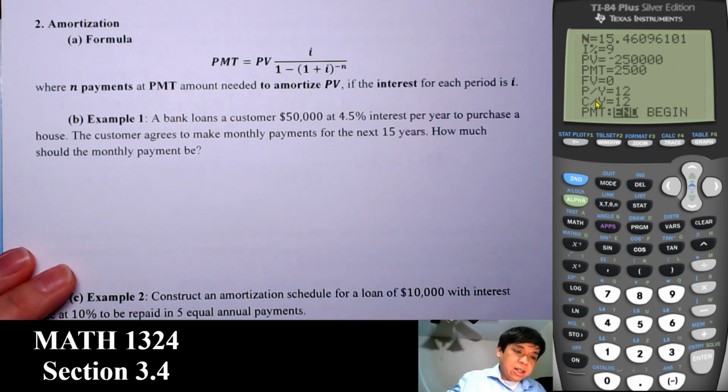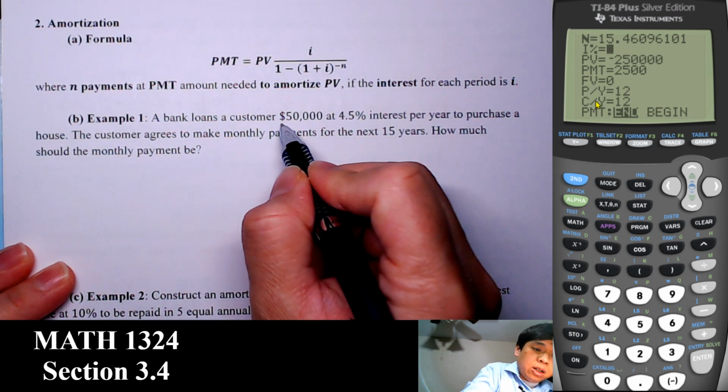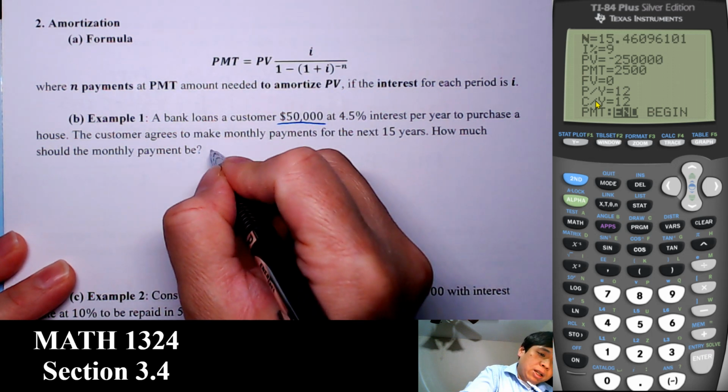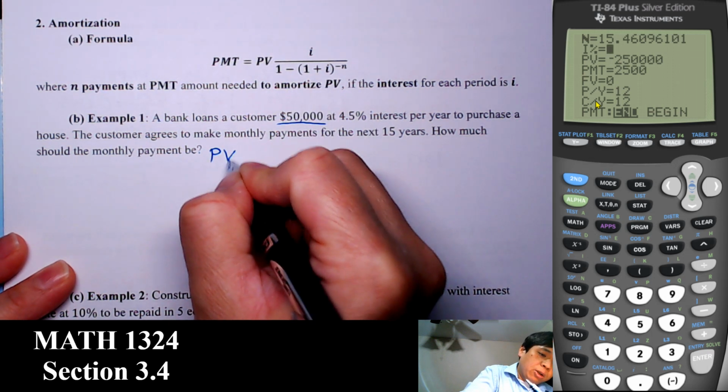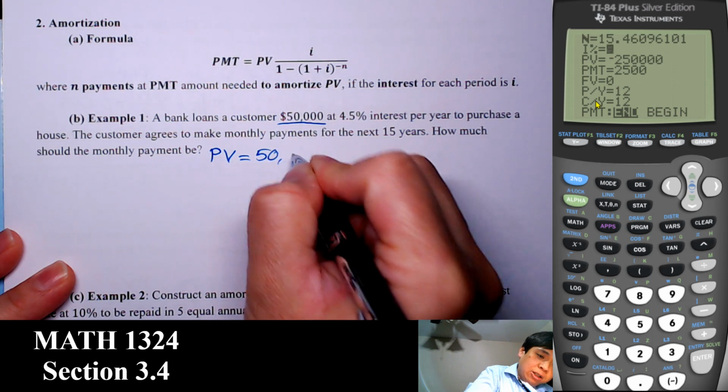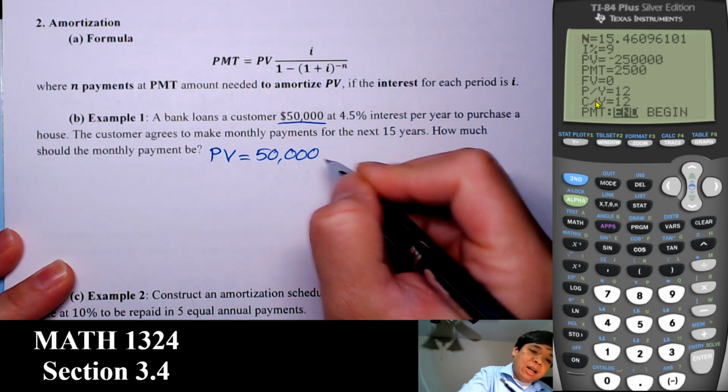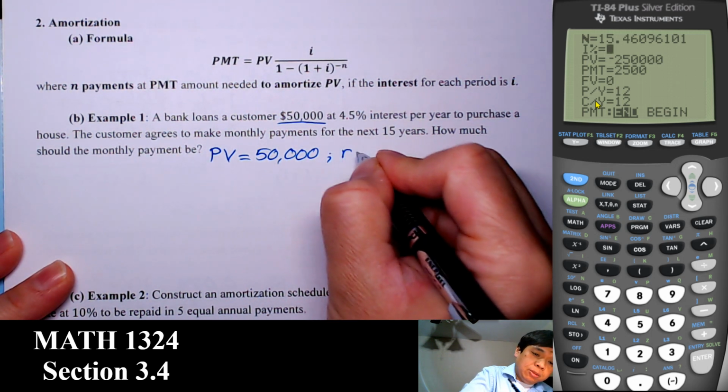Alright, so in this case, let's write down everything we have. The bank loan, so that will be the present value. At the moment we have that much, and a 4.5 interest rate.